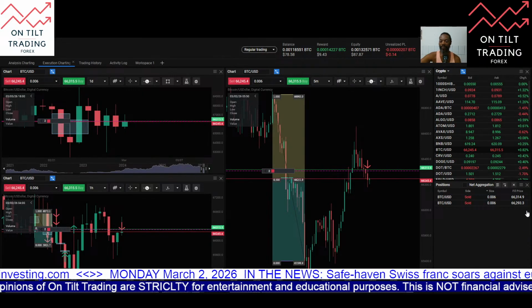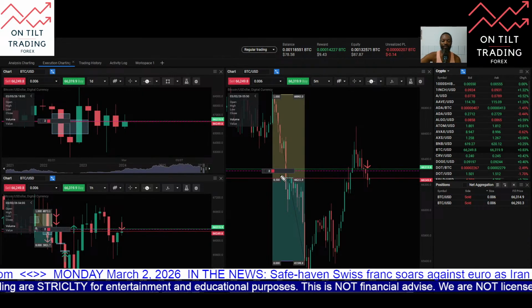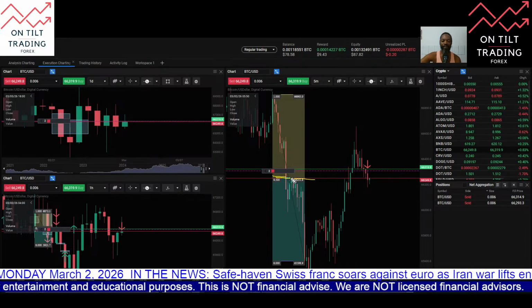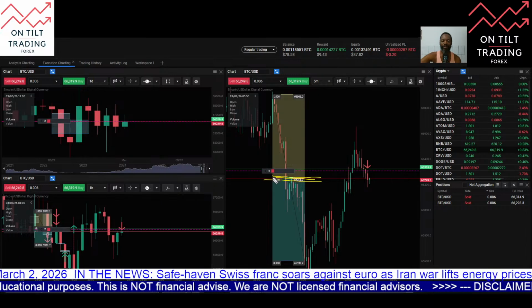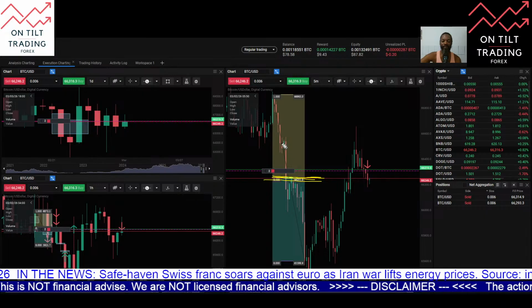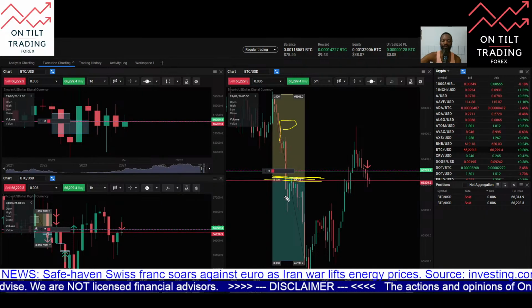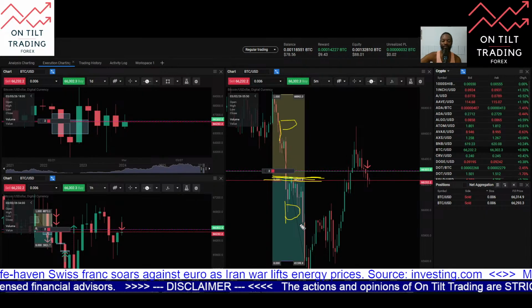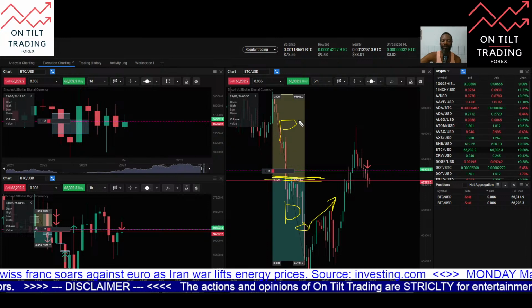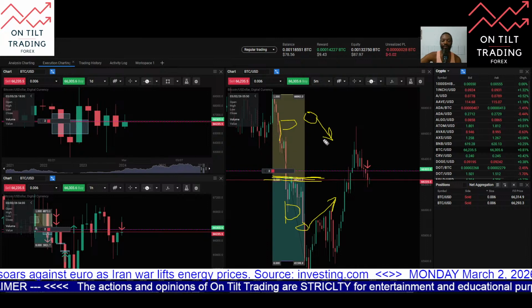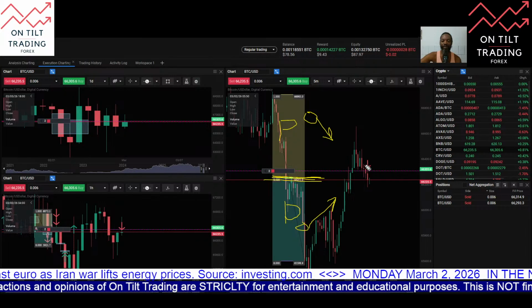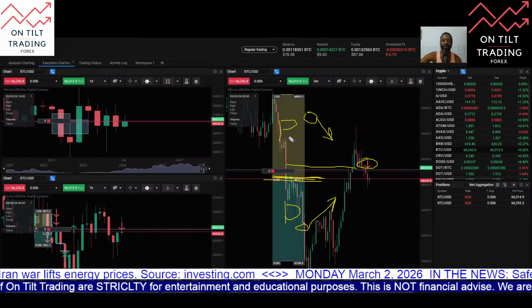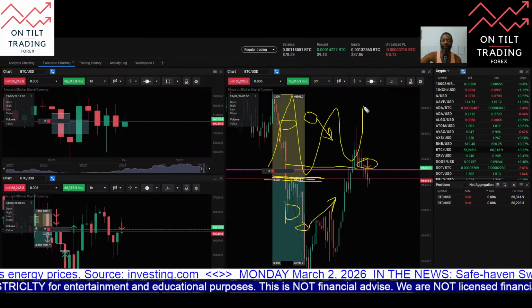As I was mentioning earlier about premium and discount areas, this being equilibrium, where price is currently trading at right now. This being premium, this being discount, wanting to buy here, wanting to sell here, and you can see my entry here is within this area of premium.